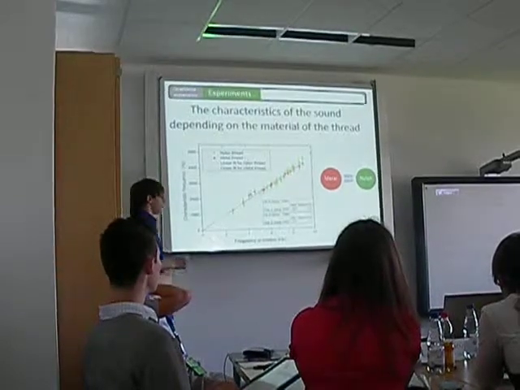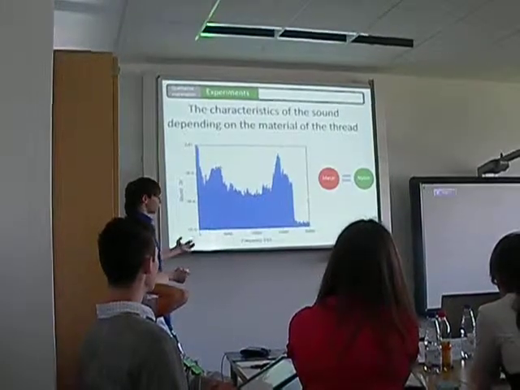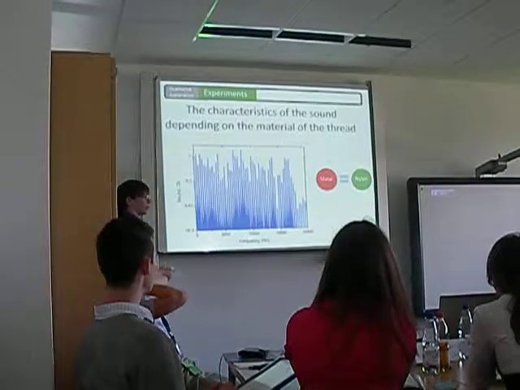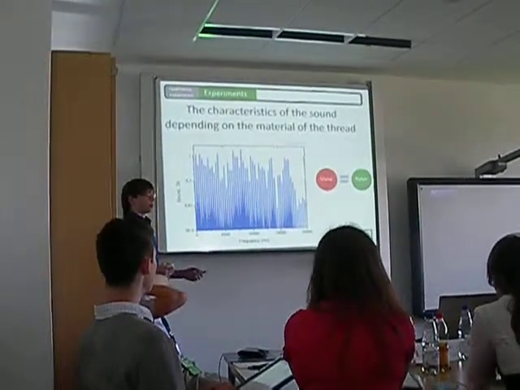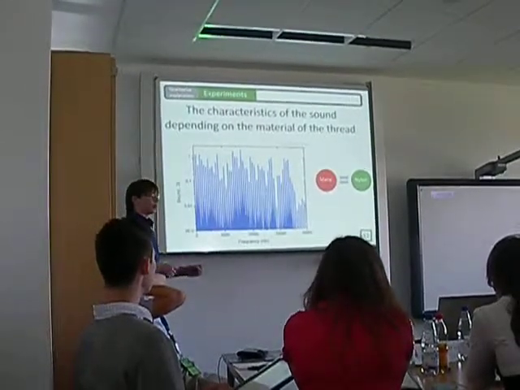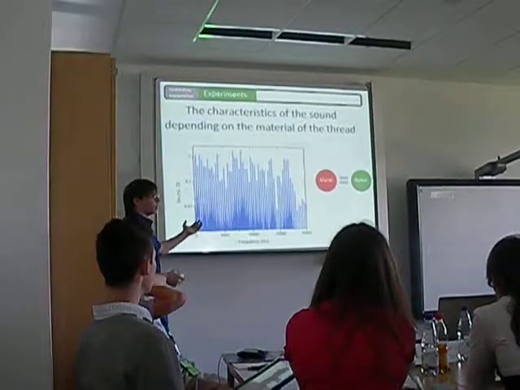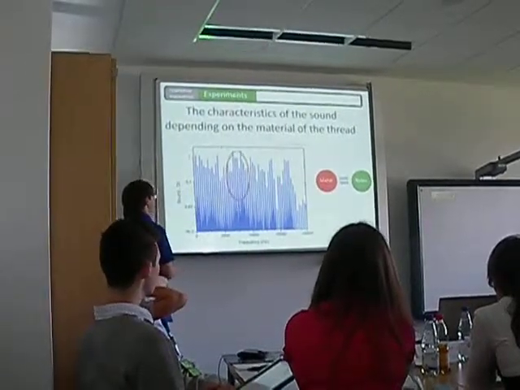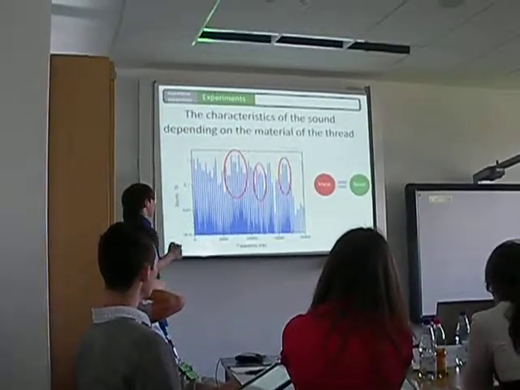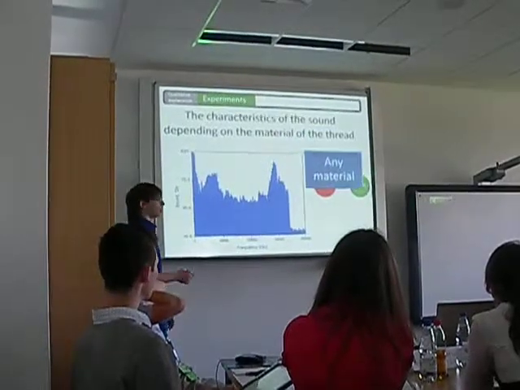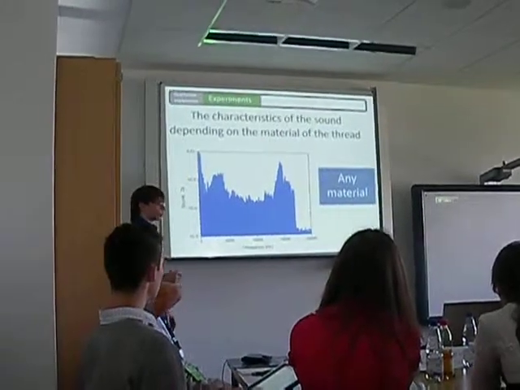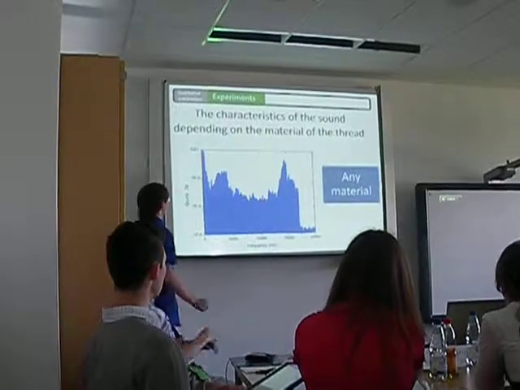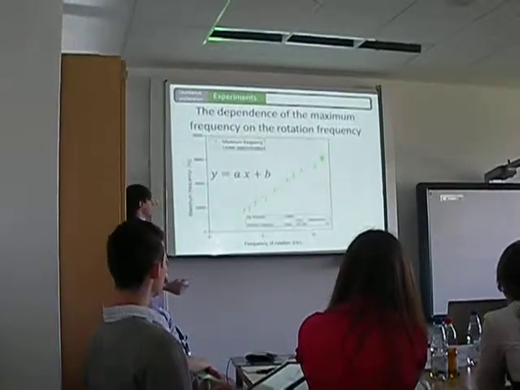But if we think a bit more, we can see that here is our spectrum, and here is the spectrum of some noise, for example, when we play on the guitar, with a number of harmonics. We can't see such harmonics in our spectrum. That's why we can say that the material and the forced vibrations of our thread are not important. Now let's study the noise itself.